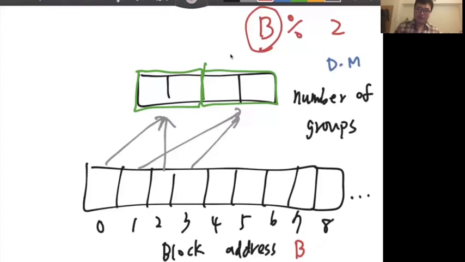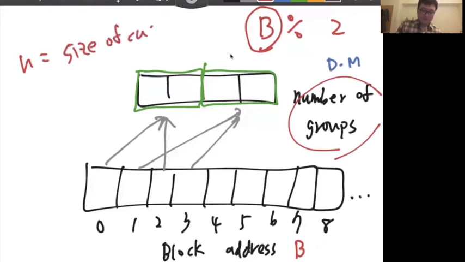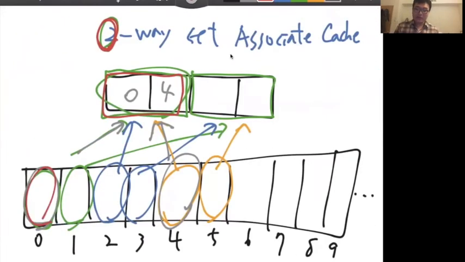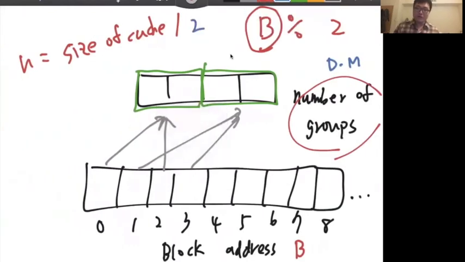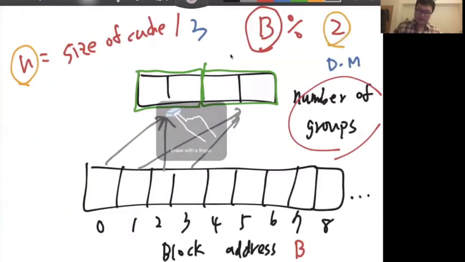Okay, so how do we get the number of groups? If it's direct mapping, the number of groups equals the size of cache divided by 1, because each individual spot is a group. If you try n-way associated, for example 2, then you should change this number to 2. Of course, if it's 3-way, you should change it to 3. So this is how you get n for this number.